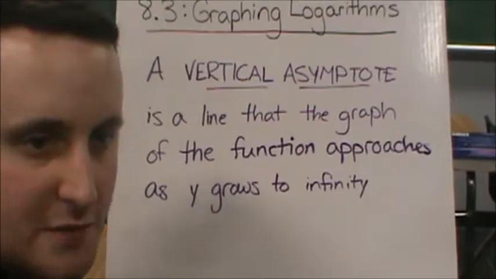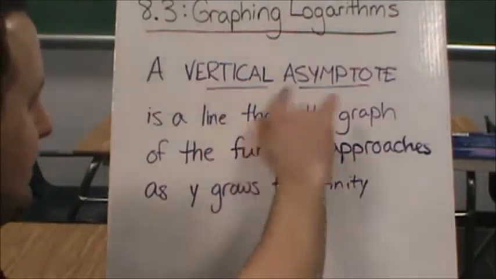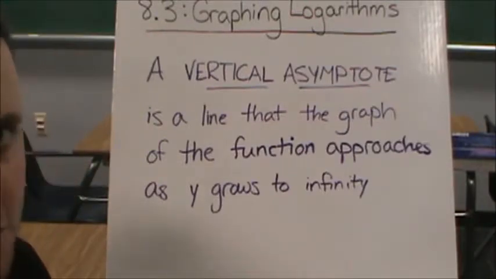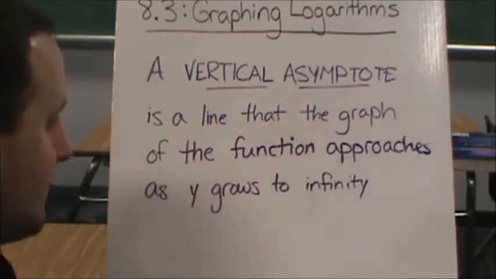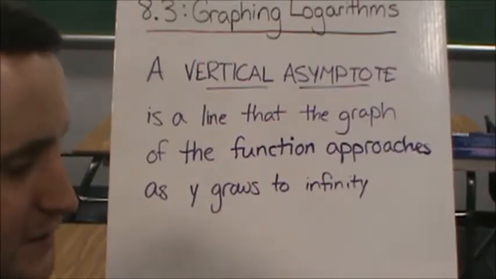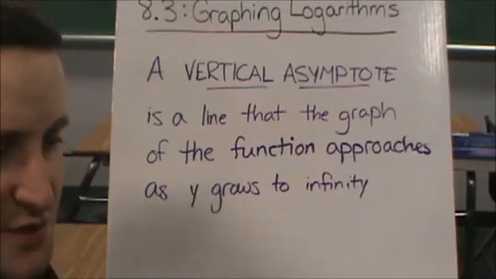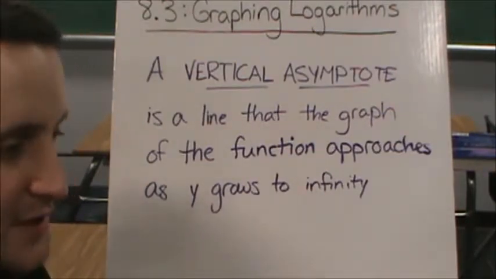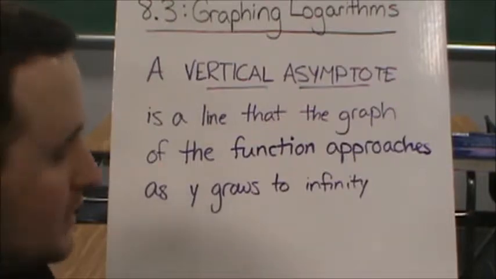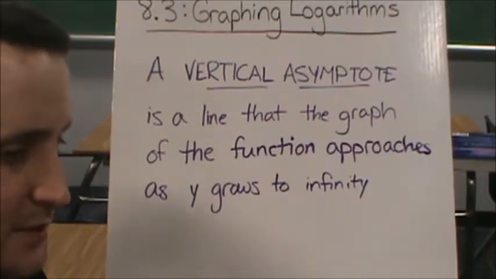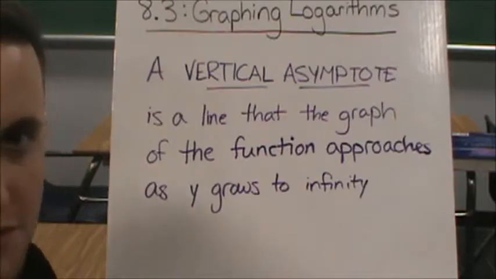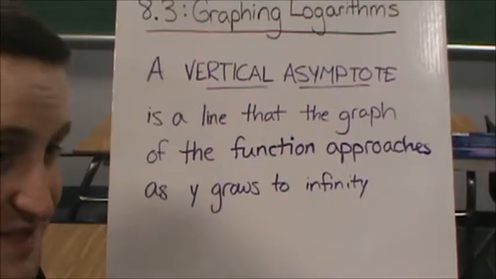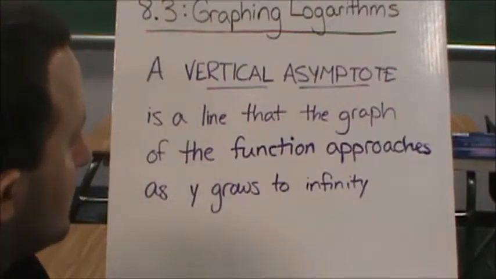The last bit of terminology before we do an example is a vertical asymptote. We have to discuss what it is to be a vertical asymptote. All a vertical asymptote is, is a line the graph of the function approaches as y grows to infinity. Like horizontal asymptotes are lines the graph of the function approaches as x goes to infinity, and they're horizontal lines, the same thing happens with vertical asymptotes. As y gets bigger and bigger, the graph is going to approach some set value for x.